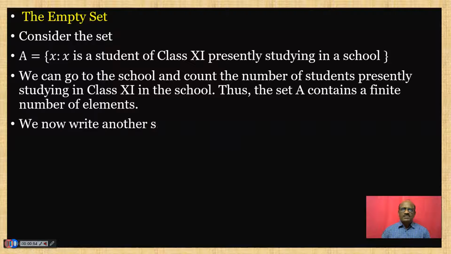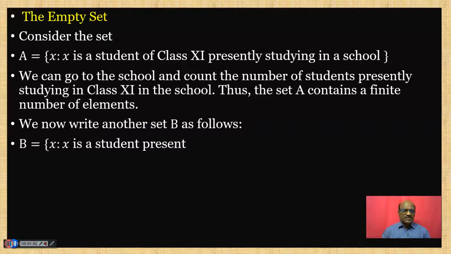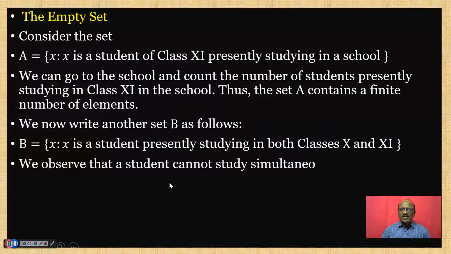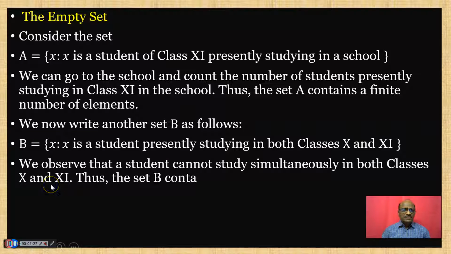We now write another set B as follows. B = {x : x is a student presently studying in both classes 10th and 11th}. We observe that a student cannot study simultaneously in both classes 10th and 11th. Thus, the set B contains no element at all.